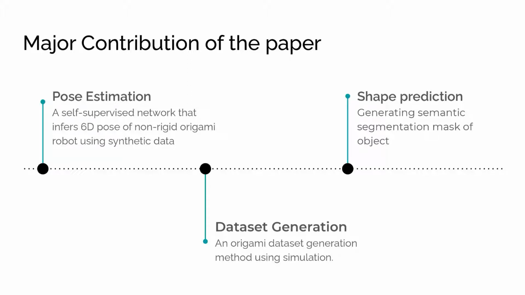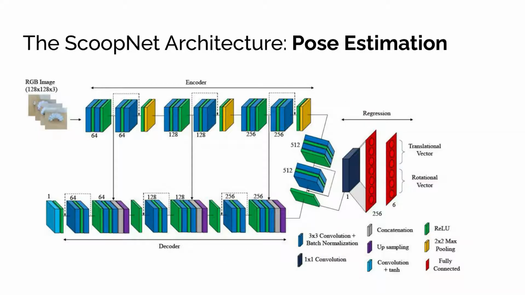The key contributions of the paper are 6DOF pose estimation of origami robots, synthetic dataset generation, and shape prediction using semantic segmentation. The ScoopNet architecture is inspired by residual learning and UNet.